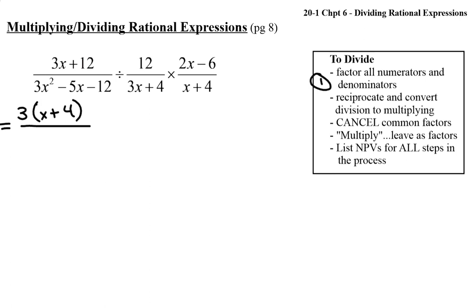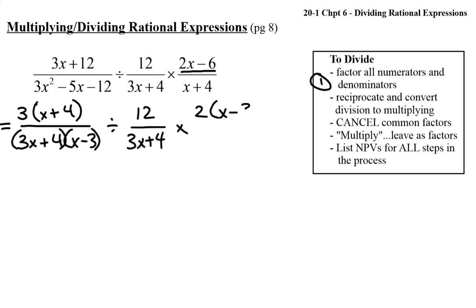Decomposition. That's a complex trinomial. If you show your steps, you should end up with 3x plus 4 times x minus 3. We're dividing that by 12. 3x plus 4 doesn't factor, just stays as is. Times 2x minus 6, factor out a 2. And x plus 4 doesn't factor. So we've done all our factoring.